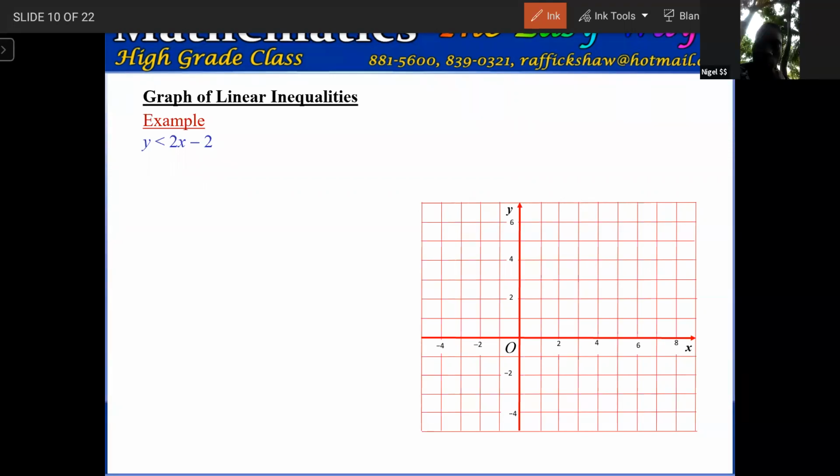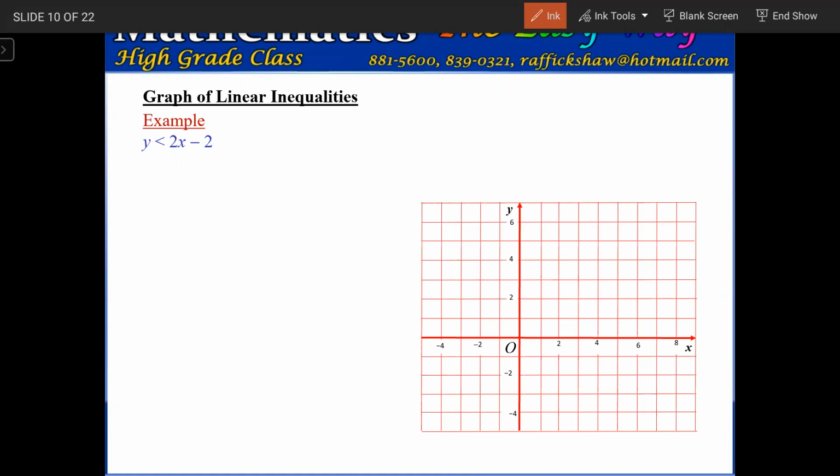Remember, linear inequality is about showing a region above a line or below a line. Sometimes I also want the line. Sometimes I don't want the line. When I don't want the line, the equal is not there in the inequality. When I want the line, the equal is there. In this example, the equal is not there, meaning I don't want the line. I'm just going to draw a broken line to show where my region starts. That's all the broken line is there to do, to show me where I start.